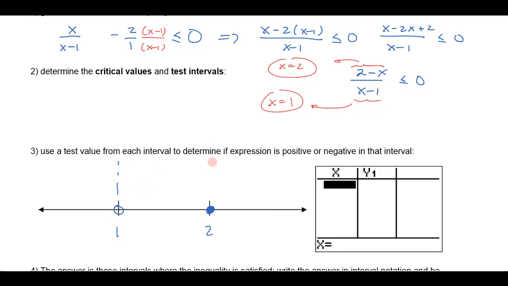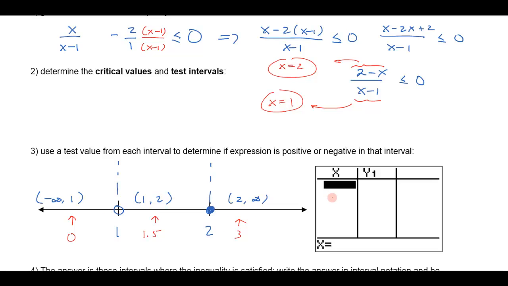Alright, so these two numbers divide the number line into 3 intervals. I got the interval from minus infinity to 1, another interval from 1 to 2, and another interval from 2 to infinity. And once I have those intervals that are determined by the critical points, I'm going to choose a test point out of each of these intervals. So here I might choose like 0. 0 is to the left of 1. Here I'd probably choose 1.5 or 3/2. And here I might choose 3. Okay, I can't choose the endpoint. I have to choose a value that's actually in these intervals.